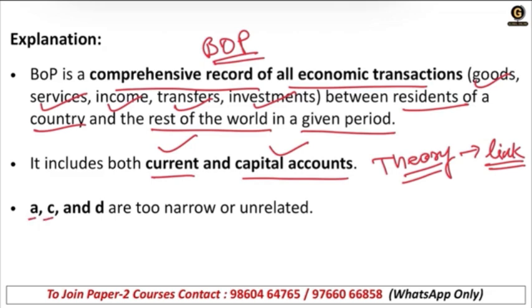In terms of other options, A, C, D are too narrow or maybe unrelated. In the theory session as well, we have discussed how BOP is calculated. The factors which are included in the calculation of BOP, we have discussed. Clear? So current account, capital account, finance account, reserves are all the things, and how reserves are calculated. And what is the connection of reserves with the BOP, that you will understand in the theory session.